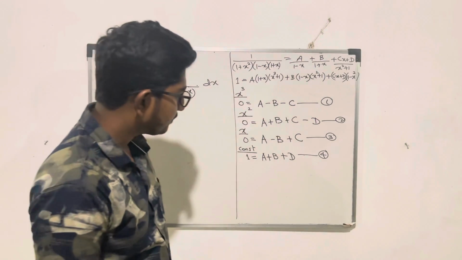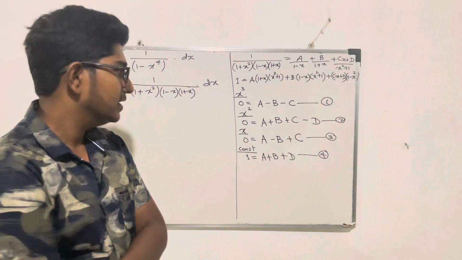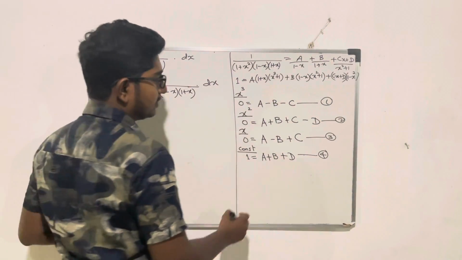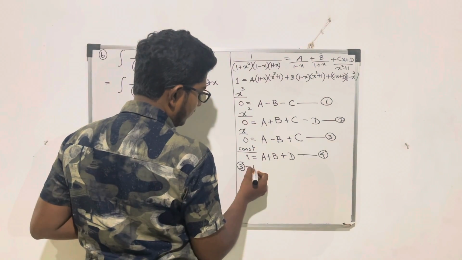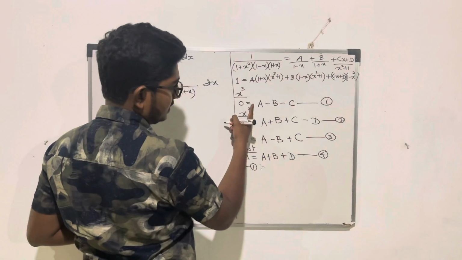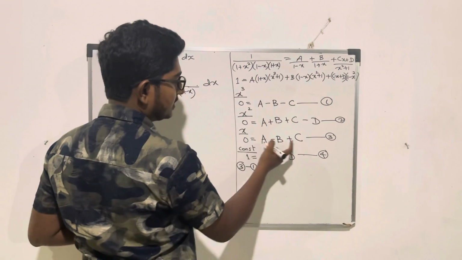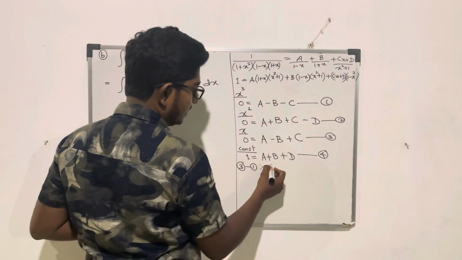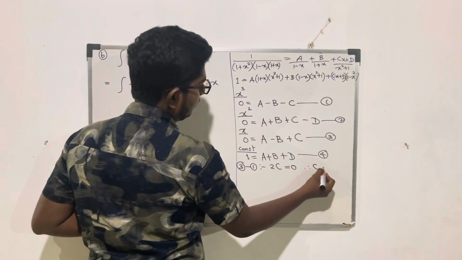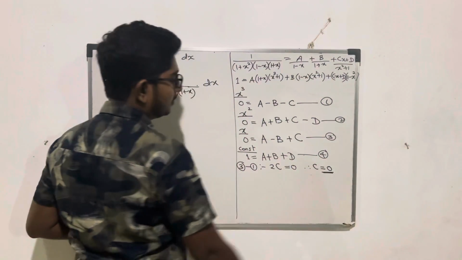I can add these two, then I can cancel only c. If I subtract these two, I can cancel both a and b. So I am going to subtract 3 and 1. Then a minus a gets cancelled, minus b gets cancelled. C minus a becomes 2c. 0 minus 0 is 0. Therefore the value of c is 0.